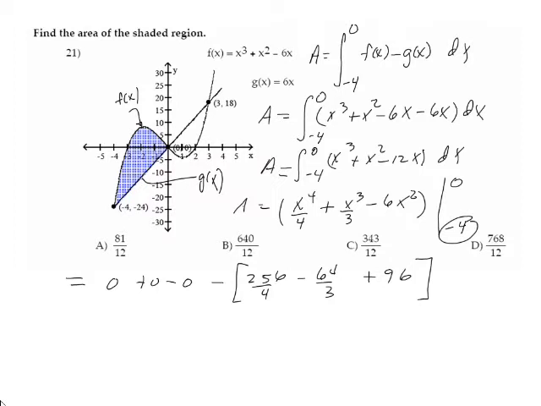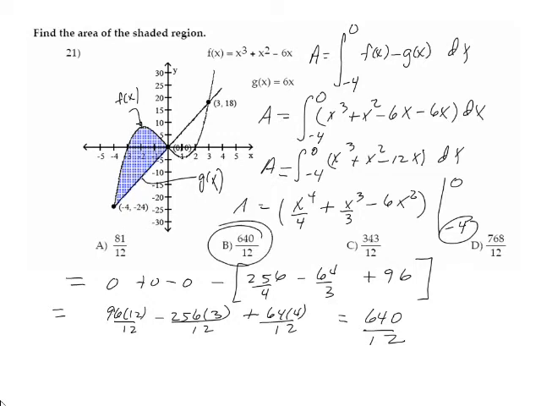And this is equal to 96 times 12 over 12 minus 256 times 3 over 12, getting the lowest common denominator for each one of these, plus 64 times 4 over 12. You add all this up and you get 640 over 12, and so the answer is B.